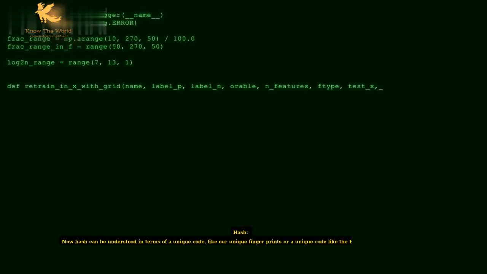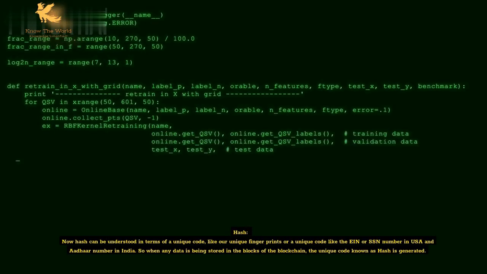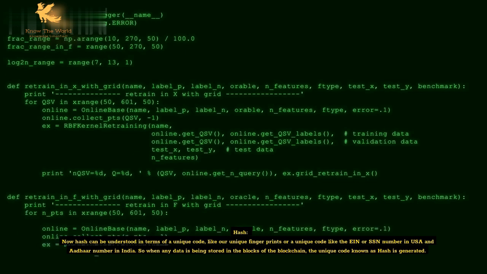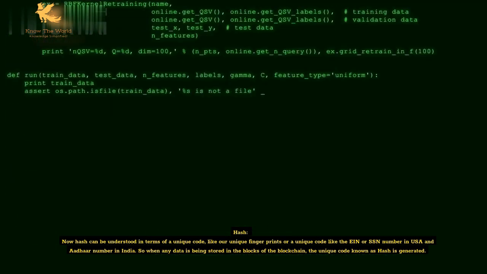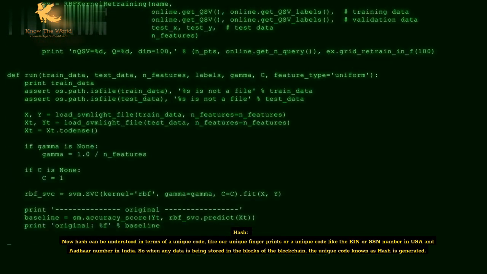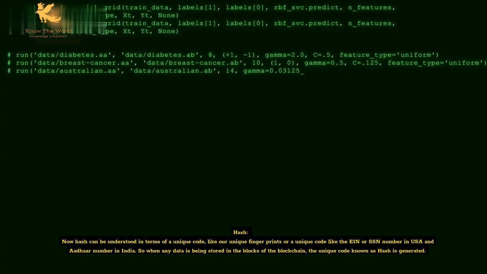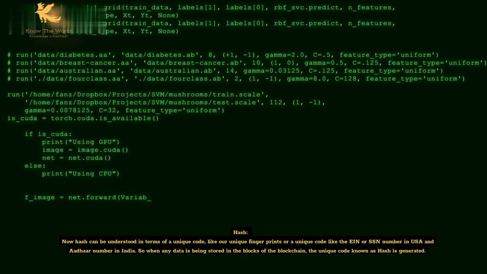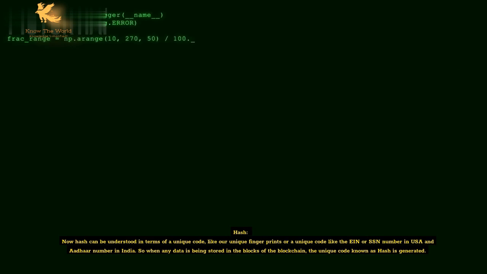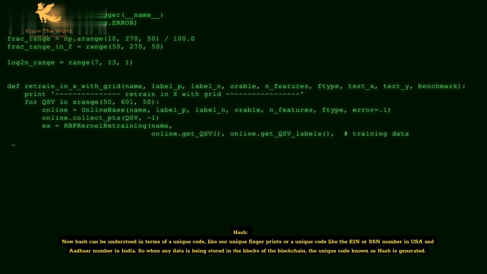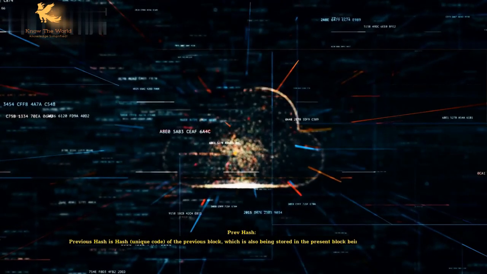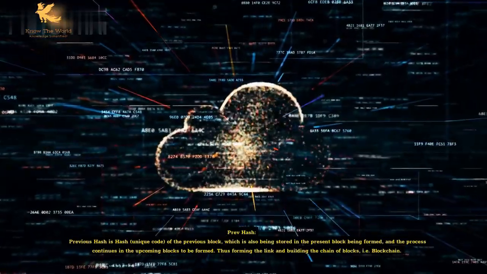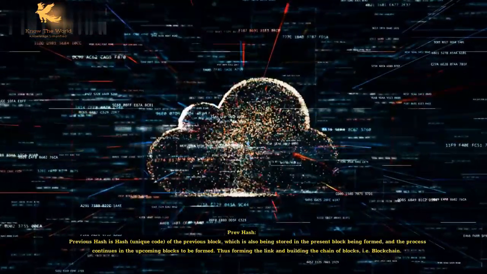Hash. Now hash can be understood in terms of a unique code, like our unique fingerprints, or a unique code like the ITIN or SSN number in the USA and Aadhaar number in India. So when any data is being stored in the blocks of the blockchain, the unique code known as hash is generated.